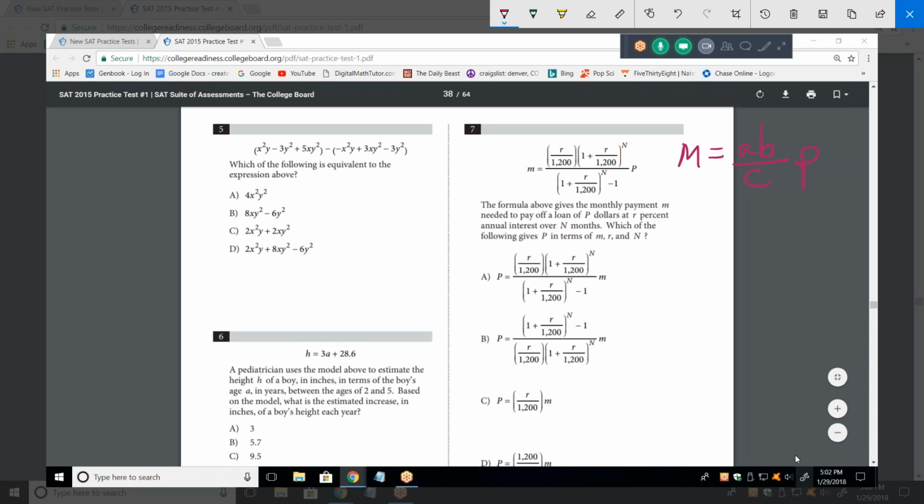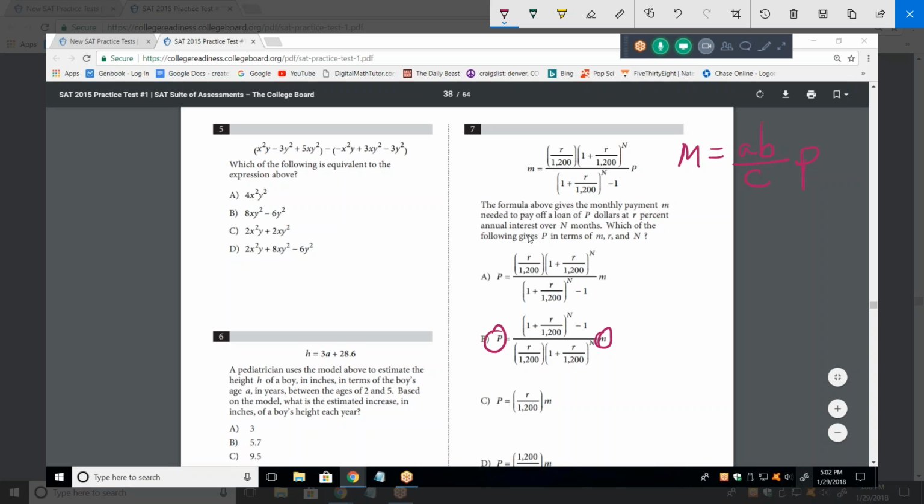Okay. And the fact that they've moved the P to the left and the M to the right doesn't matter. You know that. In other words, it doesn't matter if my P is on the right at the end or on the left. They're always interchangeable as to which side you have it on in the equation. Okay? All right.